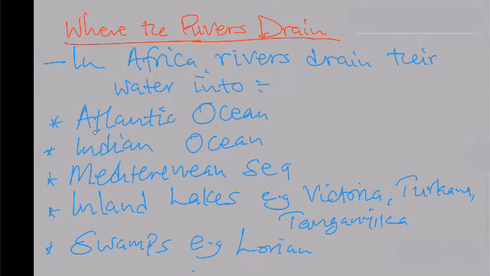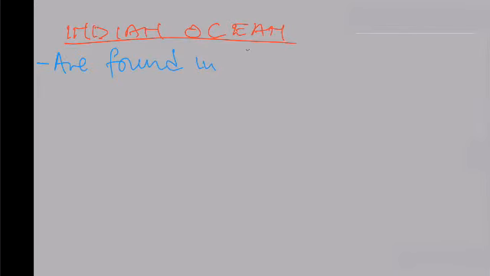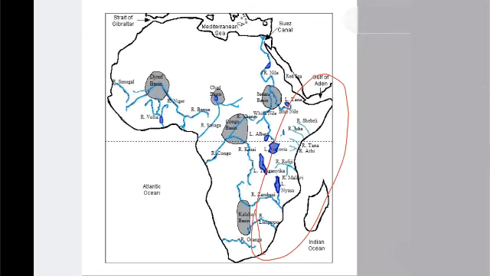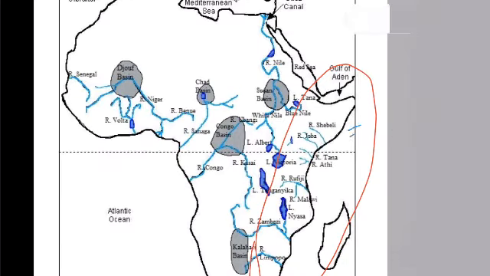Now, let's start with the rivers that drain their water into the Indian Ocean. Of course, these must be the rivers which are found in the eastern part of Africa. Most of these rivers will drain their water into the Indian Ocean. Now, we want to look at which rivers they are, of course, starting from the top part of Africa. So the first one is River Shebeli, which starts from Ethiopia and then flows into Somalia, and then finally drains its water into the Indian Ocean.